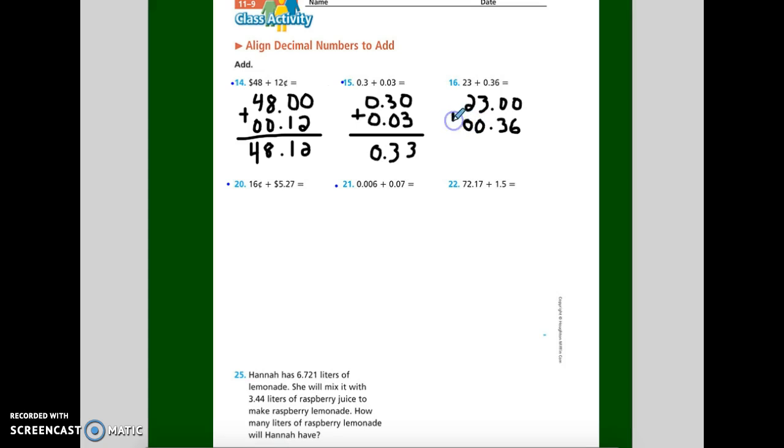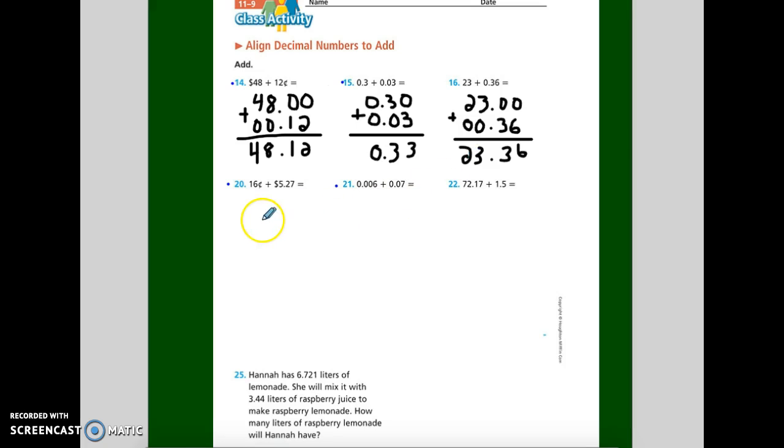I'm going to go ahead and add. 6 plus 0 is 6. 3 plus 0 is 3. Bring down the decimal. 3 plus 0 is 3. And 2 plus 0 is 2. So we end up with 23 and 36/100.